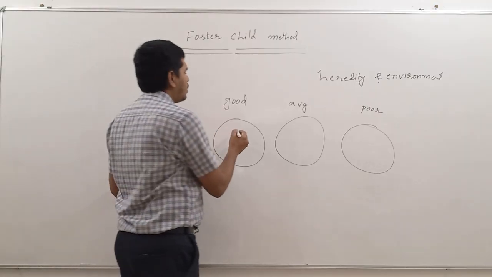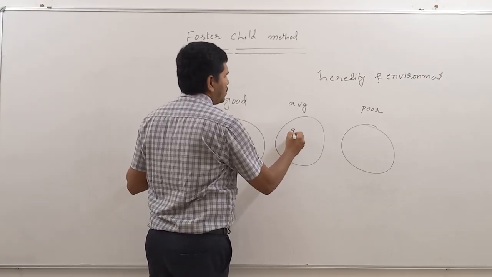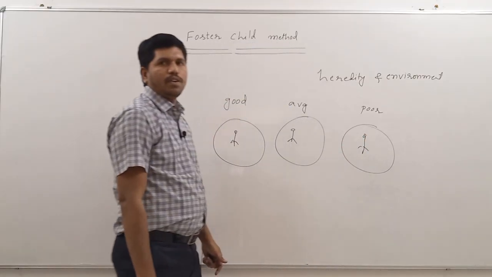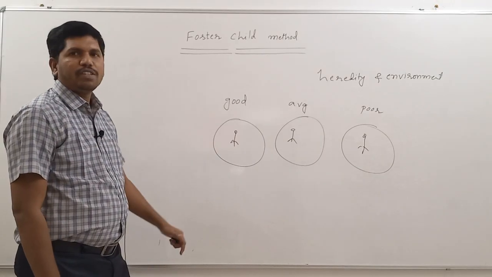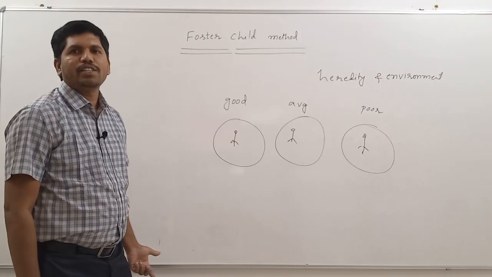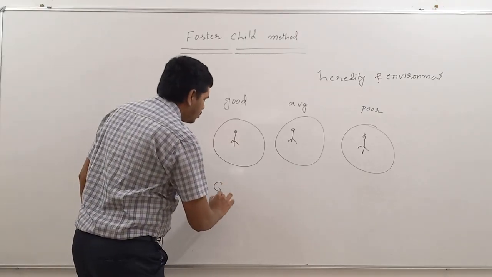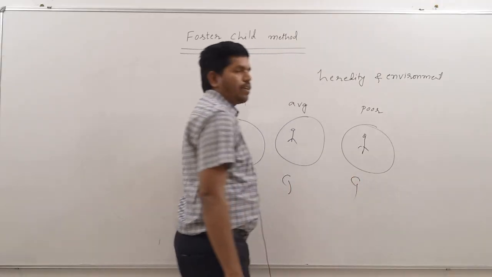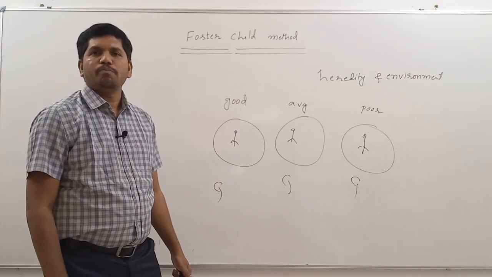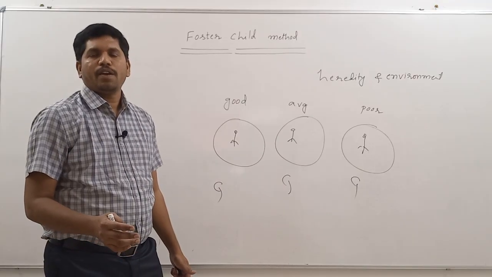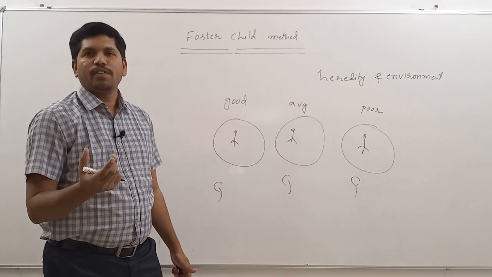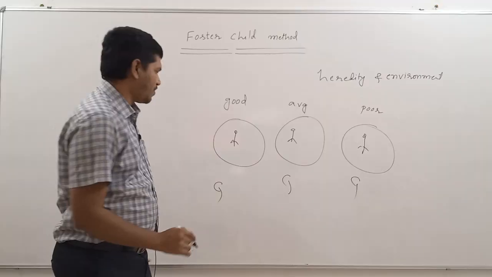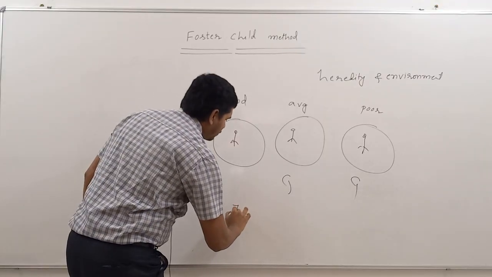Then they placed those children in these homes. Now, because of random selection, what is our assumption? The genetic element is equally distributed. Now, let us assume because of genes, we are getting an IQ level to the tune of 70 points. Let us assume 70 points.